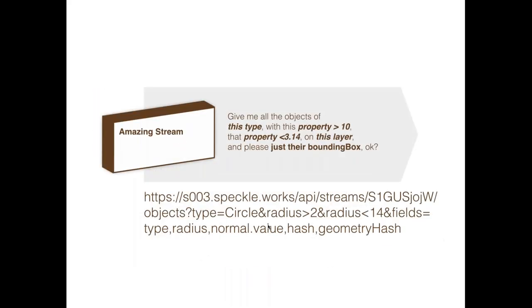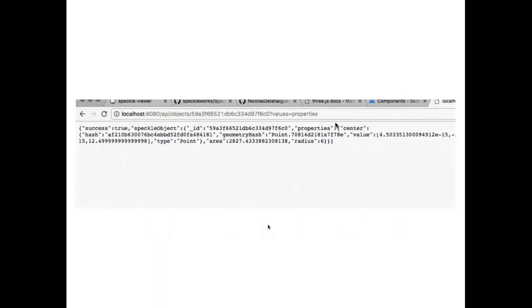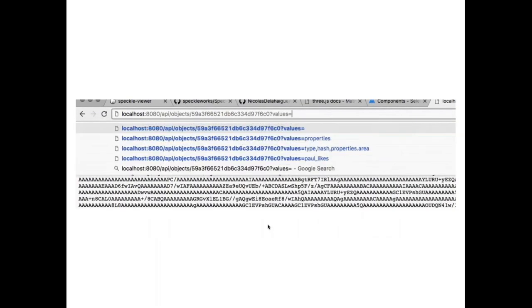The API can also handle queries, so you can ask the server after you've uploaded stuff, hey, can you give me these objects which have the following property in between this and that? And the cool thing is you can assemble these queries in your browser, so there's nothing really magic or dark in there.